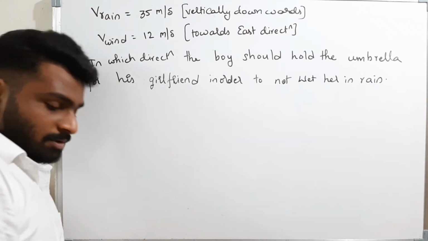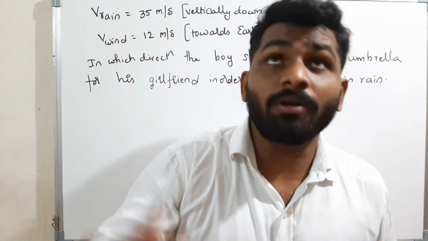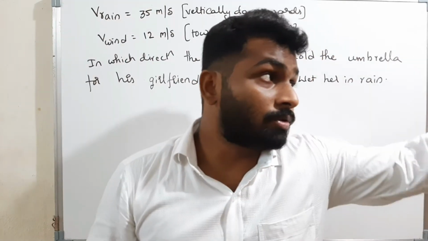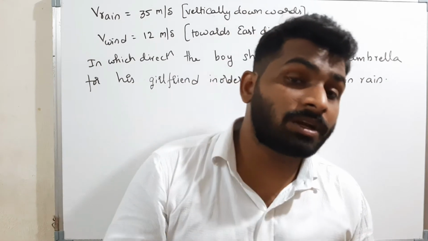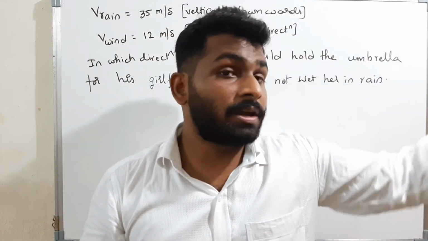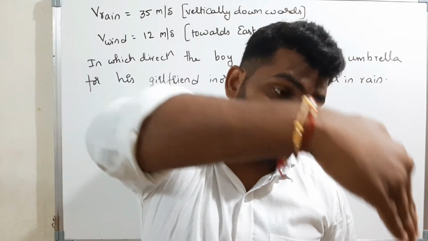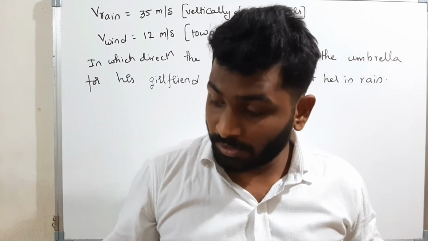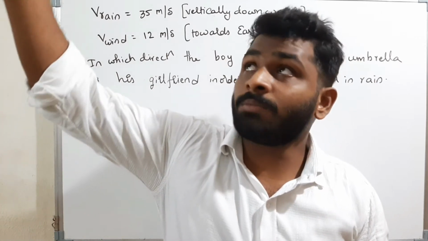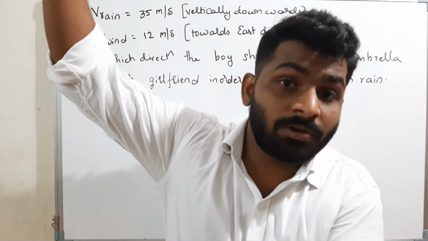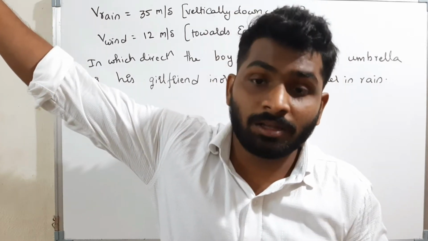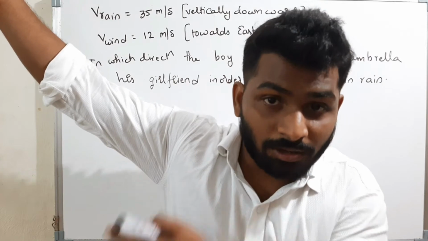That means I am standing here. The velocity of the rain is vertically downwards, and the wind started to blow towards the east direction. Therefore, in which direction will the rain fall? The rain is vertically downwards, and the wind is in that direction, so the rain will start to fall in this direction. If my girlfriend is by my side, in which direction should I hold the umbrella? If I keep the umbrella straight, she will get wet. I should hold it at a certain angle in order not to make her wet. Now, what is that angle?